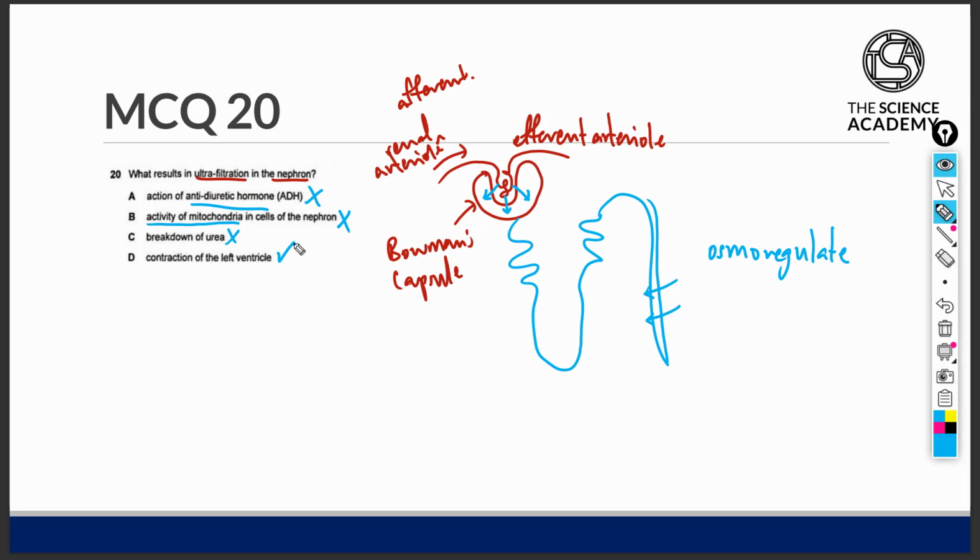And D states that the contraction of the left ventricle results in ultrafiltration in this nephron. This is true because we know that the inflow of blood from the renal afferent arteriole is actually coming from the heart. And the result of this high pressure flowing of blood is due to pumping of the heart, specifically the contraction of the left ventricle. Therefore, option D will be the correct answer.